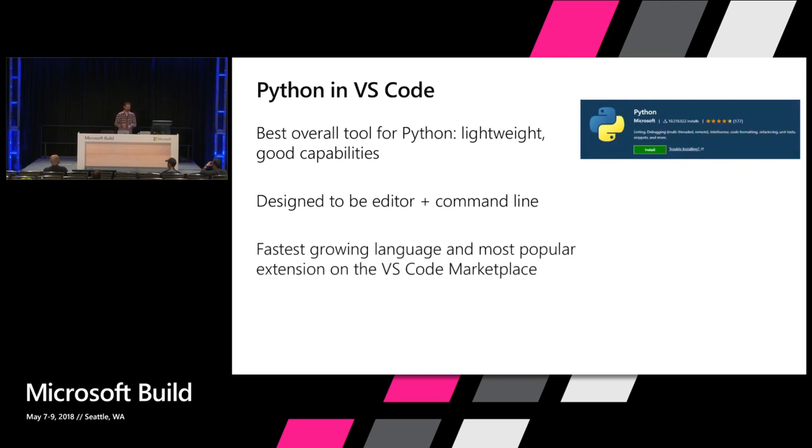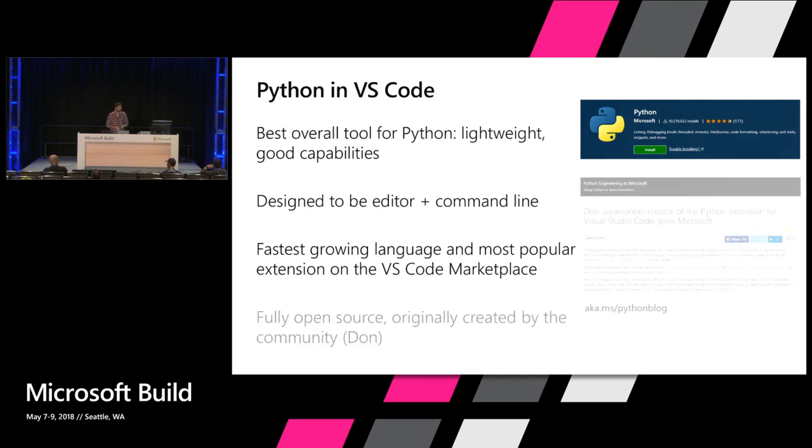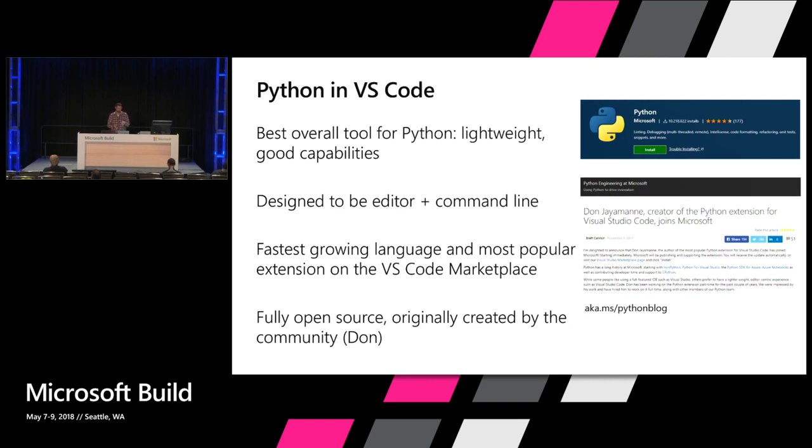But within VS Code, we've got great momentum. Python is the fastest growing language in Visual Studio Code, and it's the most popular extension on the VS Code marketplace if you look at installation count. We've got over 10 million downloads of this extension, and so it's popular and very highly rated. And this extension is fully open source.